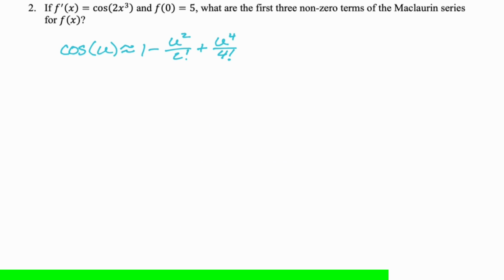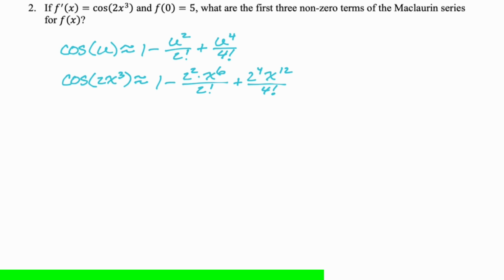Now, cosine of 2x cubed, replace every u that you see with 2x cubed. So we'll still have that 1, and then you're going to get 2 squared, and then x cubed squared is x to the 6th over 2 factorial, plus 2 to the 4th, x cubed to the 4th is x to the 12th over 4 factorial.